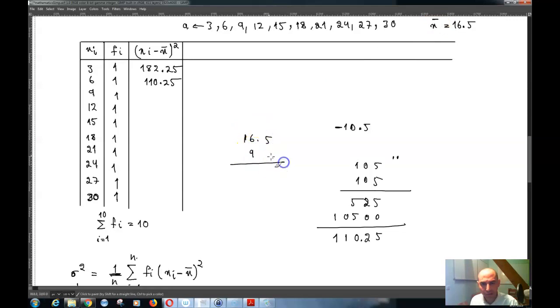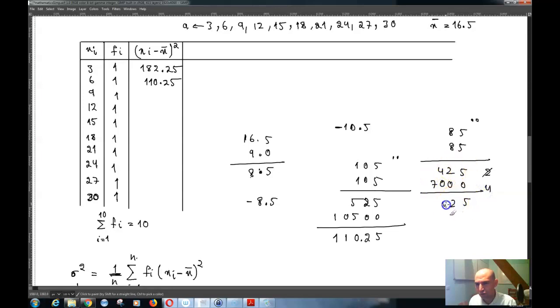Then you have, for example, 9 minus 16.5, which is the same thing as 16.5 minus 9, which is negative 8.5. Now 85 times 85, and you have 2 decimal places. 5 times 5 is equal to 25, and so on. You have 74.25.